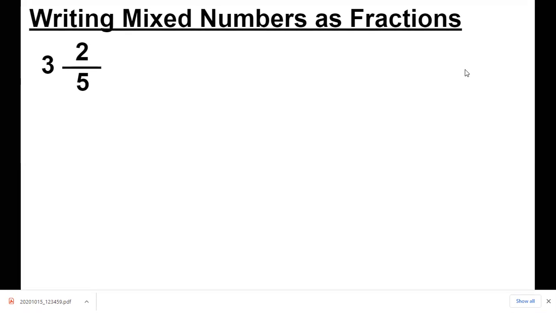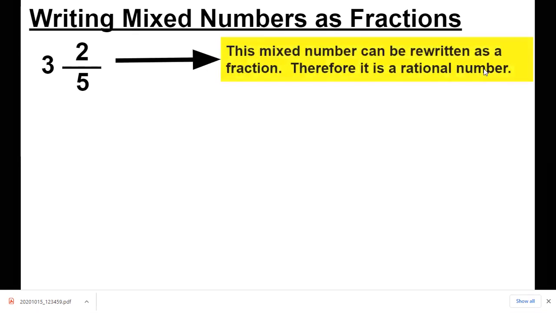So we have 3 2/5. Why is it a mixed number? Because we have a whole number 3 and we have a fraction 2/5. It is a mixed number, mixed with a whole number and mixed with a fraction. We can write it completely as a fraction. How do we do that? Well, this mixed number can be rewritten as a fraction. Therefore, it is a rational number.